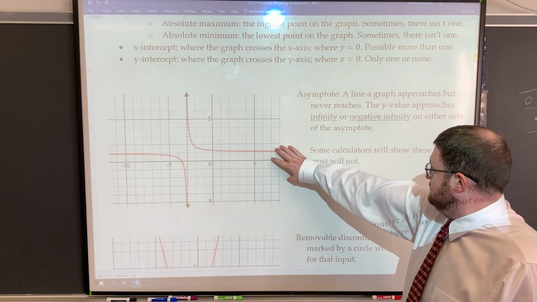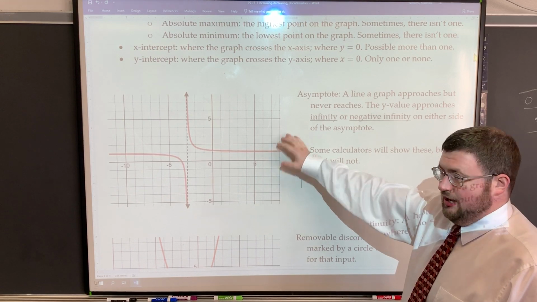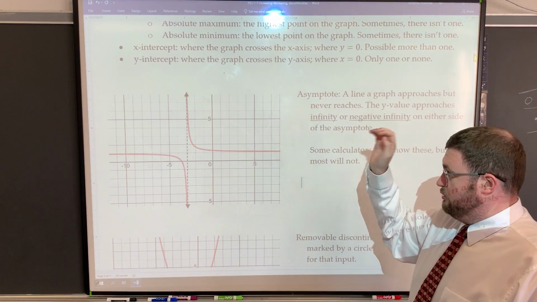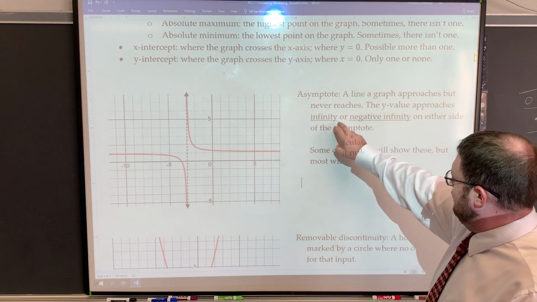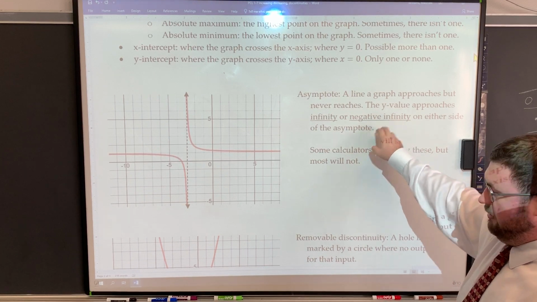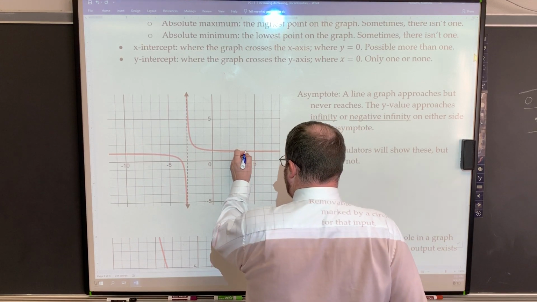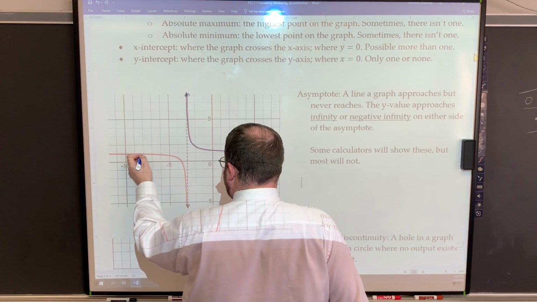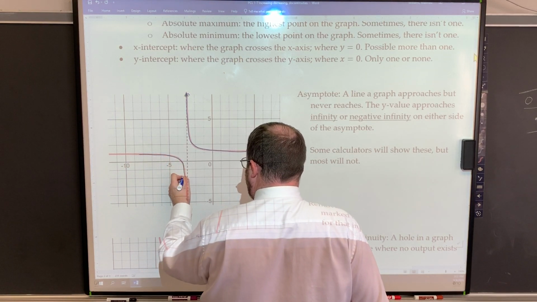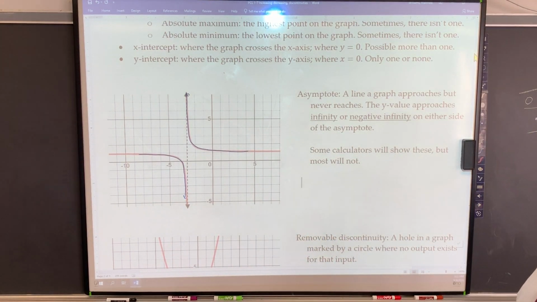So right here we have an asymptote. An asymptote is a line that the graph approaches but never reaches. So for vertical asymptotes, the ones that are going straight up and down, those are discontinuities. You know that it's an asymptote because the y value approaches infinity or negative infinity on either side of that vertical asymptote. So if we're going from right to left, then as we get close to that asymptote, the graph goes up toward infinity. If we're going from left to right, as we're going close to -3 to that asymptote, the graph goes closer to negative infinity. It approaches negative infinity. That is a vertical asymptote.